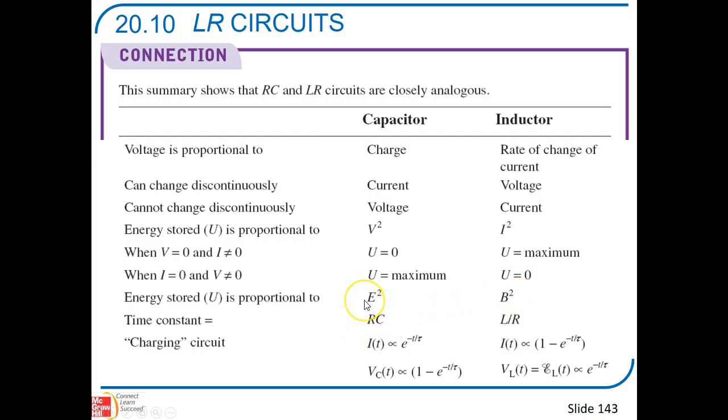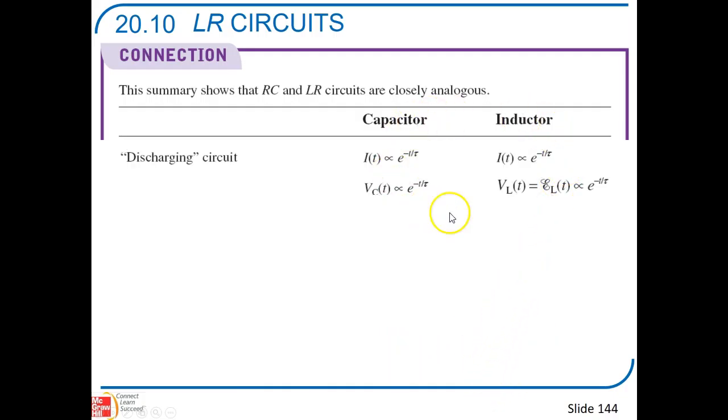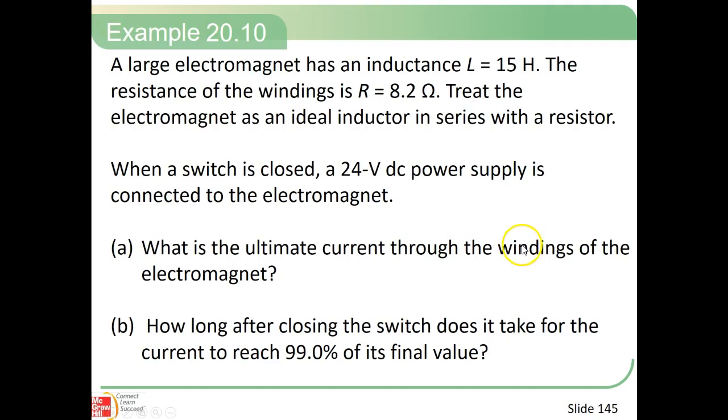The time constant for a capacitor circuit was RC, the resistance times the capacitance, and in an inductor circuit the time constant is just L over R. Then for charging a circuit, here are the equations that you have, and for discharging a circuit, we've got those same types of equations, and you notice how they look pretty similar.